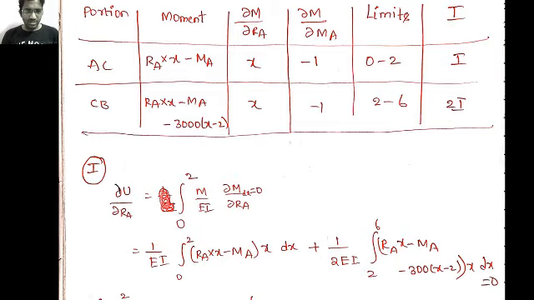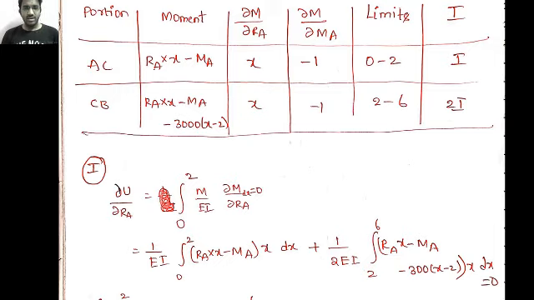What are the limits? 2 to 6, and what is the I value here? 2I. You should not forget this one. So I here is 2I; you have to take the I value as 2I. So 1 by 2EI, limits 2 to 6. What is the moment here? RA into x minus MA minus 3000 into (x minus 2).